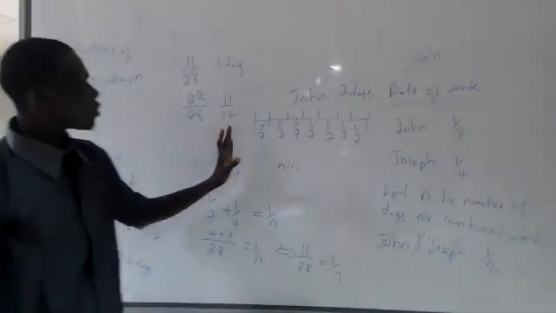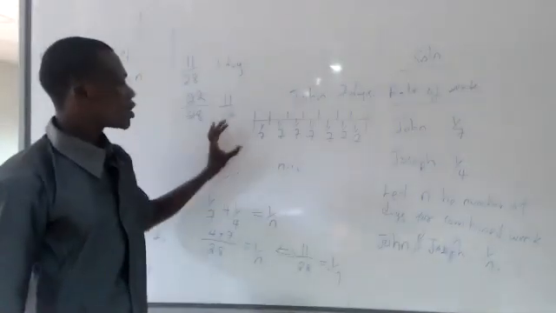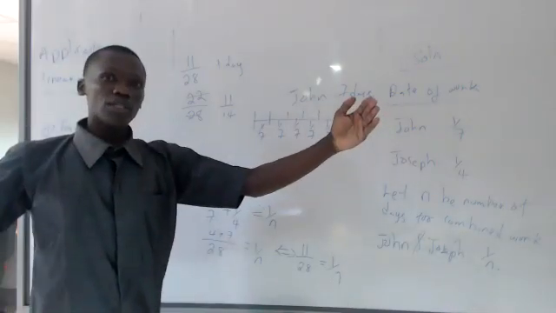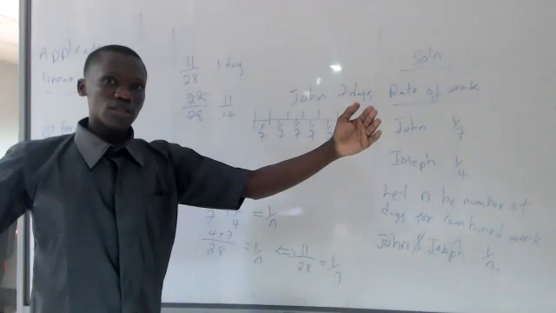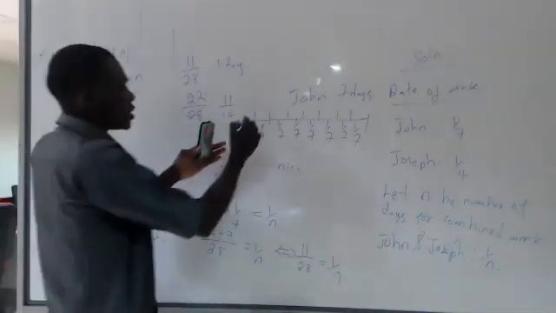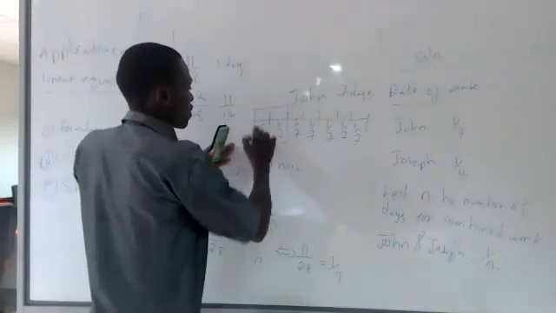So if you add up all the amount of work that John does in the 7 days, you should get the whole work complete. If I'm only interested in 2 days, then in 2 days, John will do 1 over 7 plus 1 over 7, which is 2 over 7.